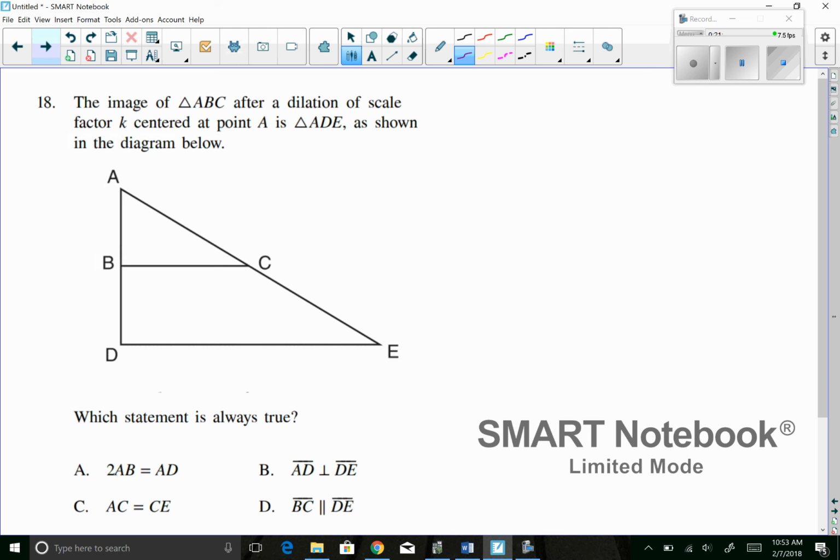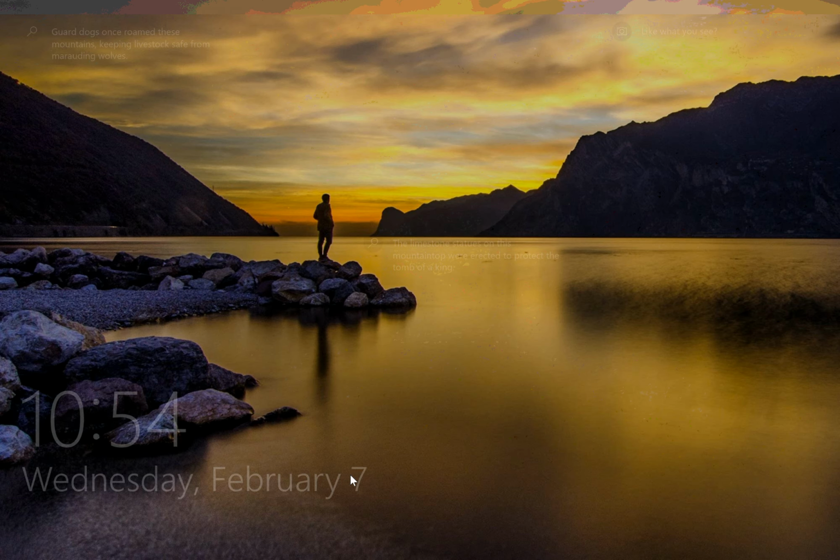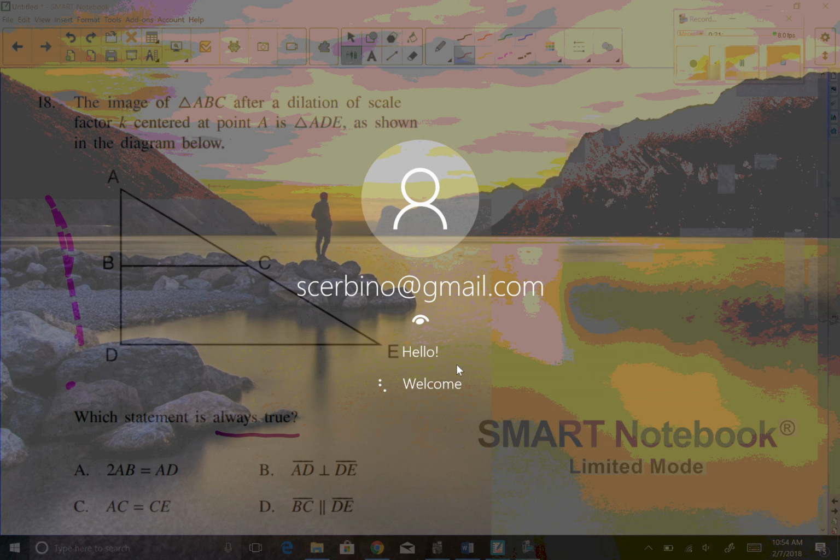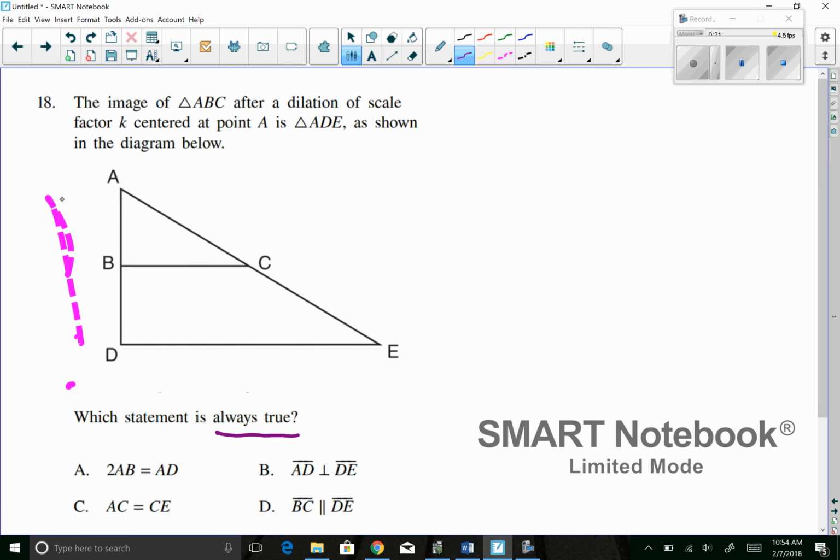The last question, these are always tough, which is always true. Now, in the picture, it looks like there's a lot that's true here, but you have to kind of take it piece by piece. So it totally looks like BC is right in the middle of A and E. But it doesn't have to be.